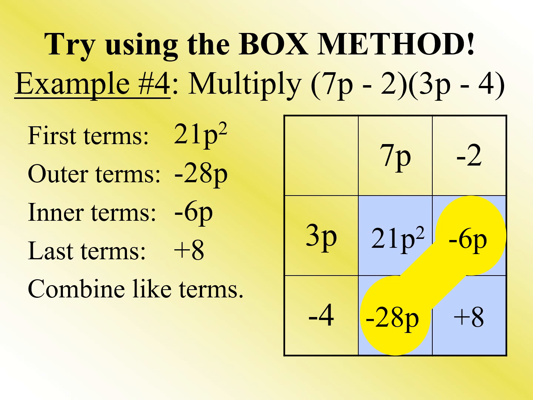But in this case, we both have negative addends, no? Negative 6p and negative 28p. So what do we do? Since both of them are negative, we have to add. What is 28 plus 6? That is 34. And since both of them are negative, we have to copy the negative sign. So our final answer will be 21p squared minus 34p plus 8. Okay?